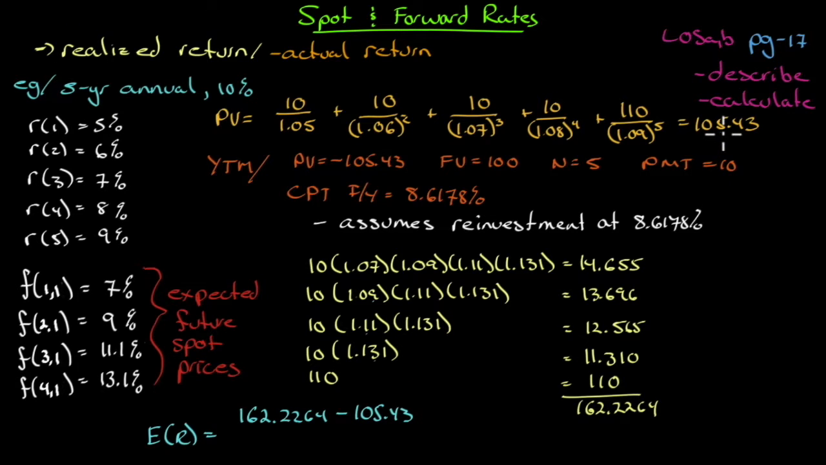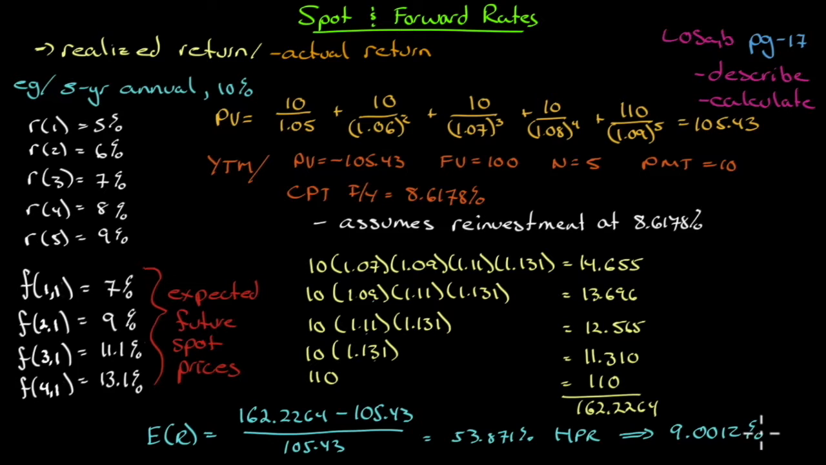That's the present value that I arrived at. If I divide 162.2264 by 105.43, I will get 1.53871, or 53.871%. But that is called a holding period return, you'll recall. So if I take the proper root, add 1 to get to 1.53871, and take the fifth root and subtract 1, I'll get 9.0012%. So, given this spot curve, that's the price of my bond today, 105.43.